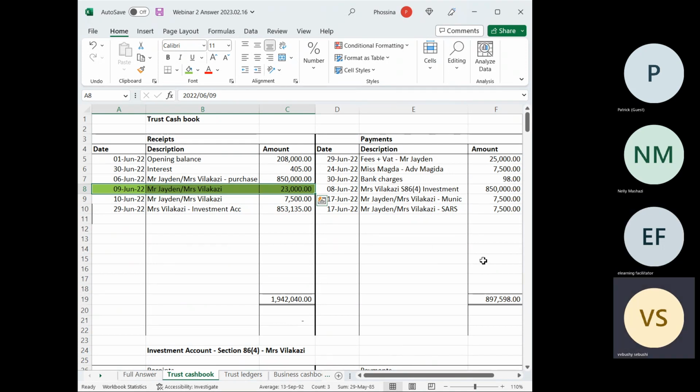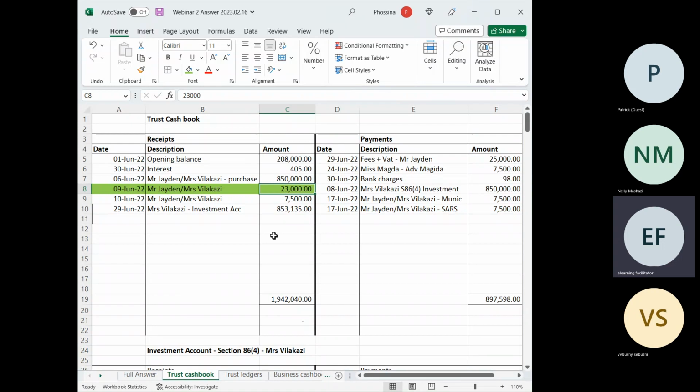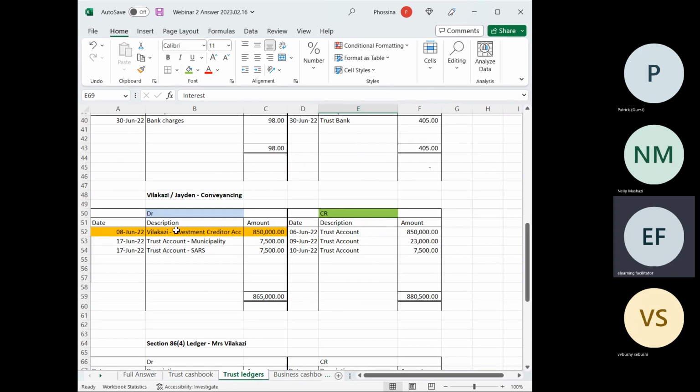Yes, I do. So in our cash book, whatever gets into our account, we record it in full. So we received 23,000, and then we record it also in our client's ledger, this is their conveyancing ledger. We have received 23,000. And then we are told that the split of the 23,000 is 7,500 for transfer duty. The 15,500 is our transfer cost, which is like fees, inclusive of VAT. Okay, and then on 10 June, Mr. Jaden deposited 7,500 for the rates and taxes.